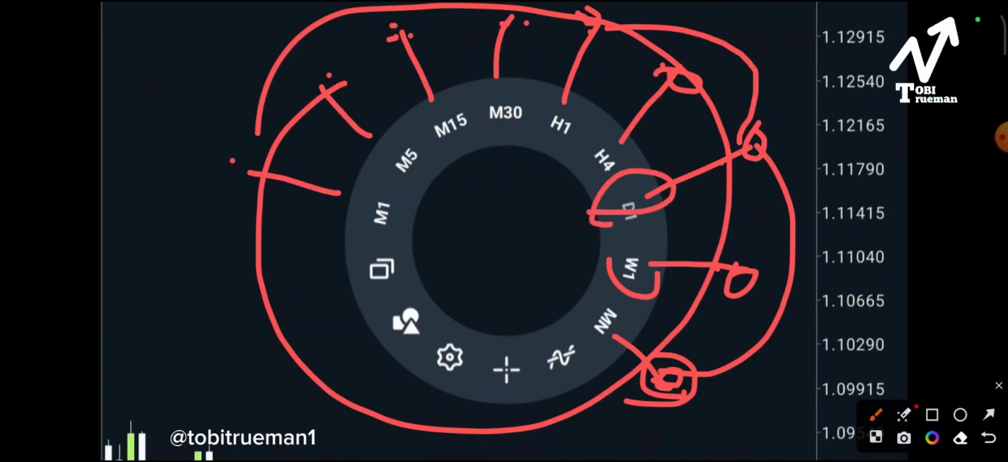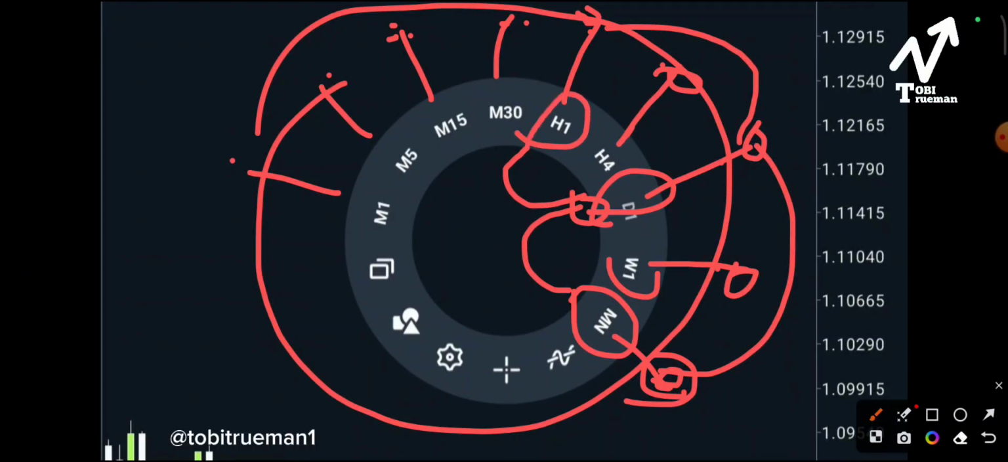So if you are using monthly time frame as a higher time frame, you will skip the next time frame and use the daily time frame as your corresponding lower time frame. Now if you are using the daily time frame as your higher time frame, you are going to skip the H4 and use the H1 as your lower time frame. Hope you are getting it.